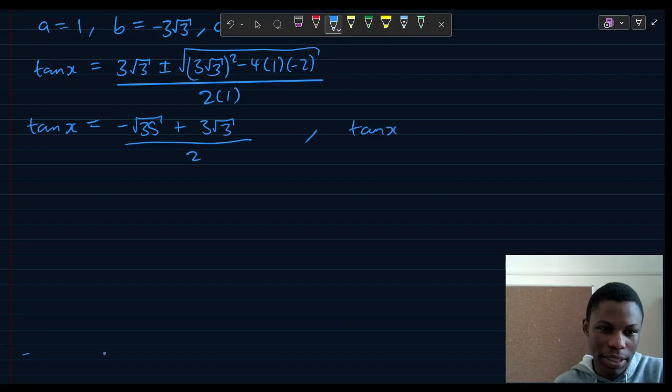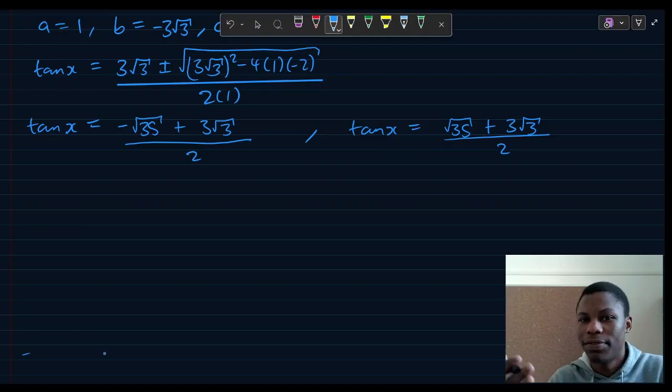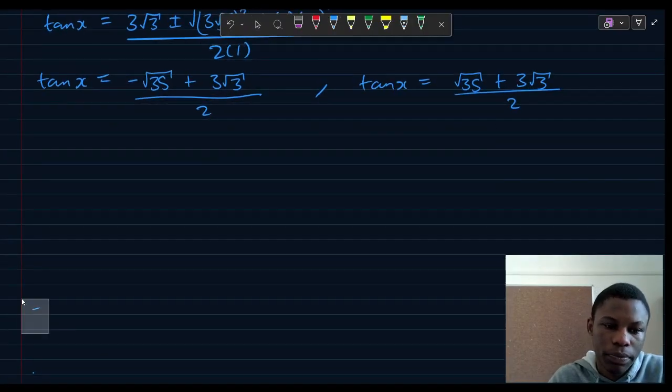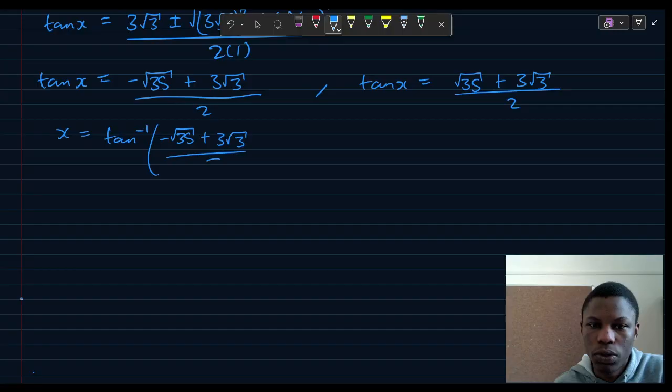And the other solution is tan x is equal to, oh, they've written it in reverse. Okay, that's why it looks weird. Root 35 plus 3 root 3 over 2. And so now we have these two equations that we need to solve. So x is equal to arctan of negative root 35 plus 3 root 3 over 2.